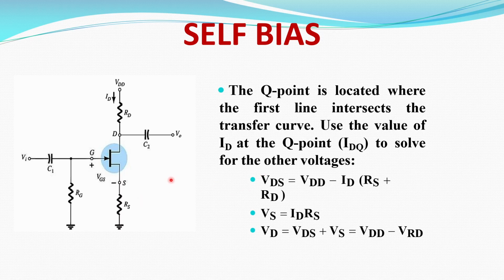In the previous slide itself, I discussed that based on the VGS value and then the VDS value, the ID drain current will be calculated, and based on the ID value, we are plotting the Q point as well as the load line in the JFET characteristics. So in the same way, we are calculating VDS. For calculating VDS, we are applying KVL to the drain loop as well as the source loop. So after applying the KVL, VDS is equal to VDD minus ID into RS plus RD. It is similar to the voltage divider bias.